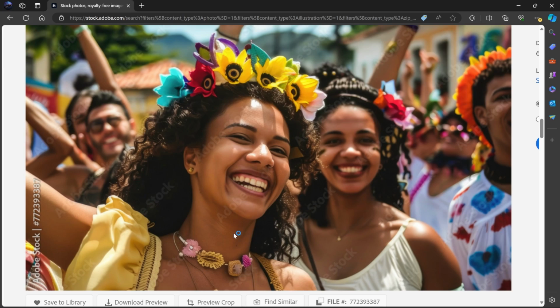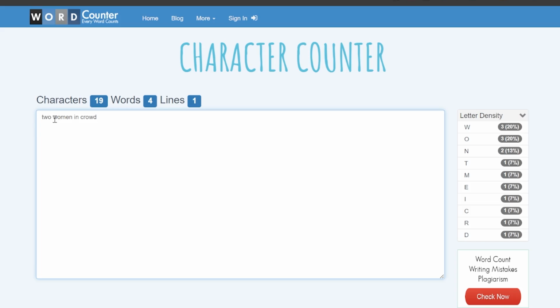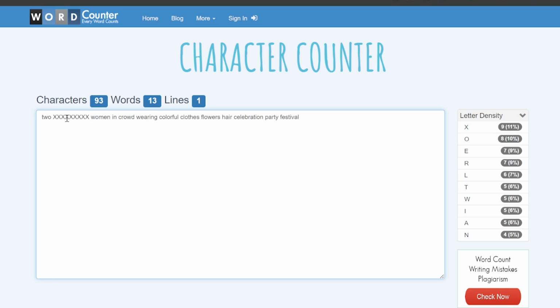Celebration, party, festive, event. Let's bring up the character counter. I'm going to say two women in crowd. Let's leave a couple of asterisks here for, I'm not sure, are these South American, Mexican? I'd want to put the ethnicity in there. Two women in crowd wearing colorful clothes, flowers in hair. And then celebration, party, festival. Here I'm at 93 characters, give or take a few, depending on what the ethnicity of these women are that I would want to add in here.